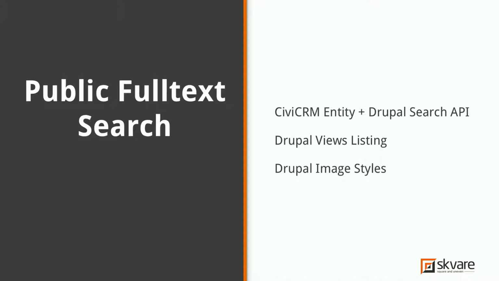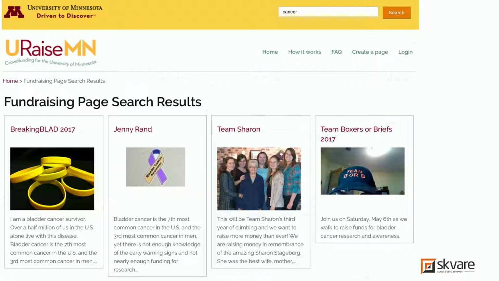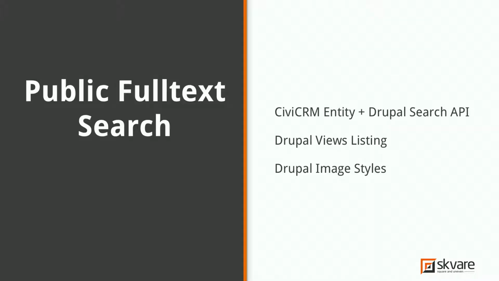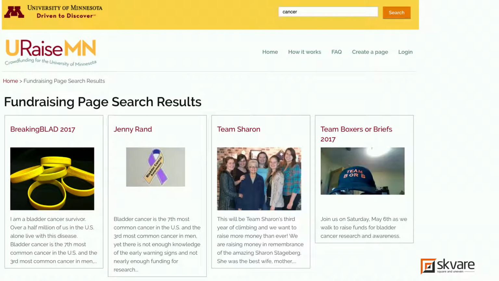We've got the public full text search. If you go to crowdfund.umn.edu, top right, there's a search box. You can type in any keyword and it'll bring up all the different individual or team pages or campaigns around that. If I type in cancer, I get the fundraising page search results page, which was again driven by the Drupal views listing and the image styles. For a keyword like cancer, it shows all the different options where somebody can get engaged.